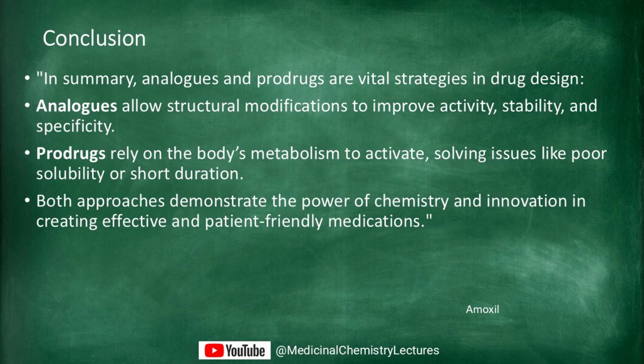Conclusion. In summary, analogues and prodrugs are essential tools in drug design. Analogues improve the activity, stability, and safety of drugs by modifying their structure. Prodrugs solve challenges like poor solubility and enable targeted delivery by activating in the body. Both approaches demonstrate how science continues to innovate for better, more effective medications.